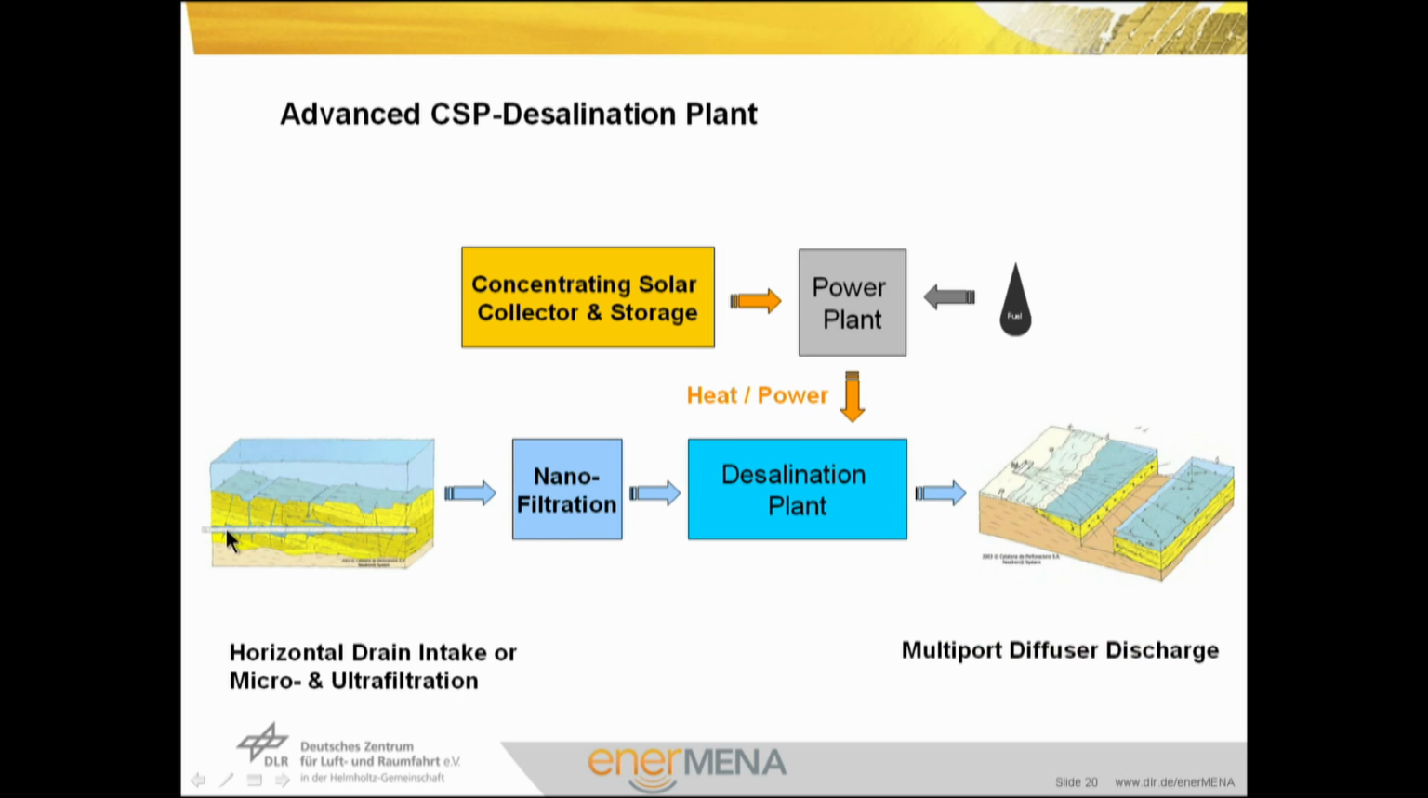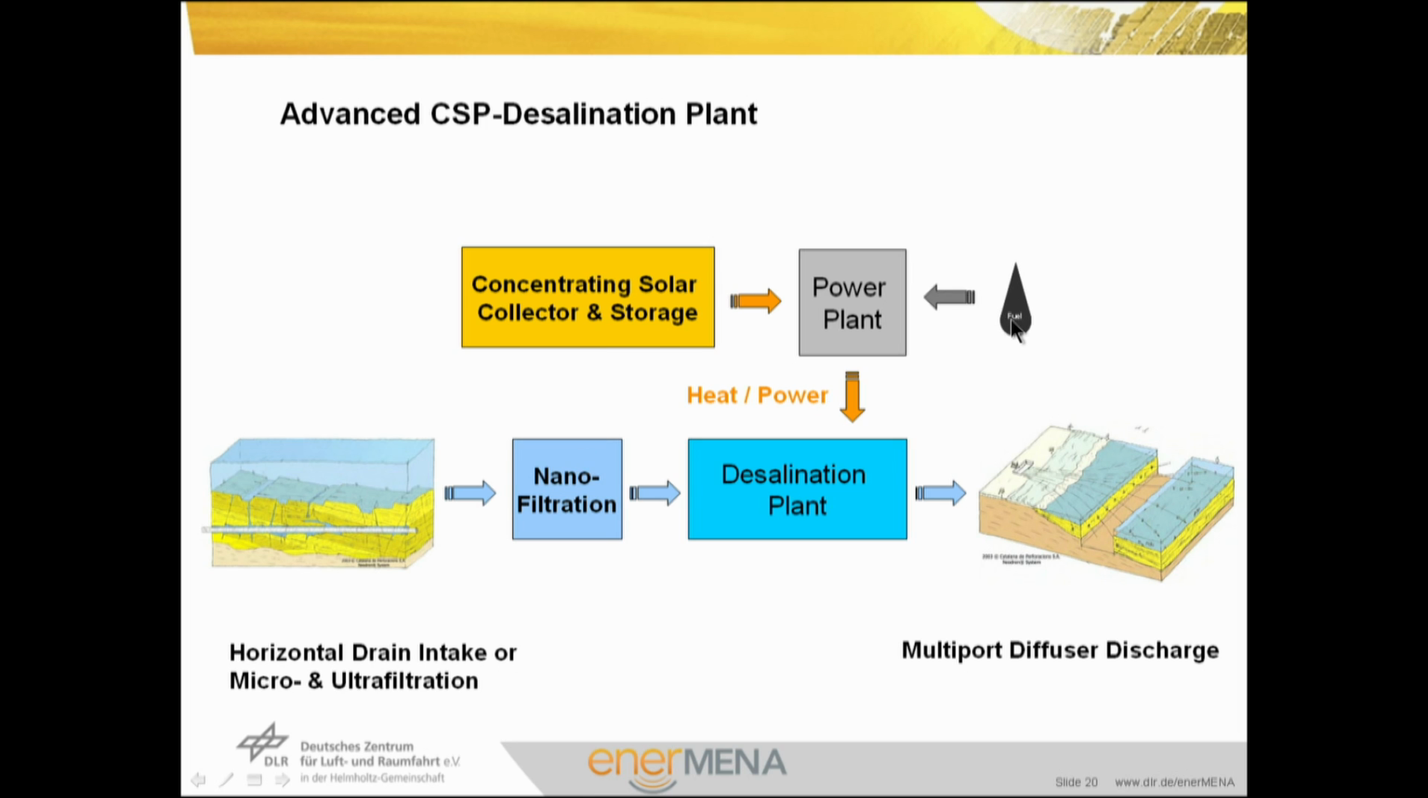We have an intake from horizontal drain under the seabed. So the filtering is through the seabed. And of course, no organisms can be sucked into the tube by this system because the water is seeping through the stone and through the sand. Then we add nanofiltration and ultrafiltration here, thus avoiding a lot of chemicals that would be needed if we would leave those agents inside the seawater.